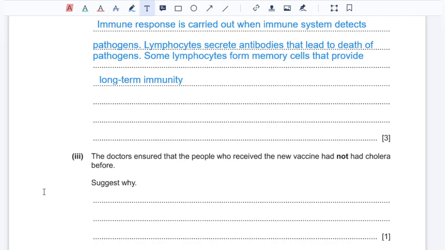Now, if these people had already suffered from cholera, their immune response carried out by the immune system will have produced memory cells already. They will be immune to cholera, and the whole point of vaccine is to provide immunity to vulnerable people and not to those who have already developed immunity or who are already protected against the disease.